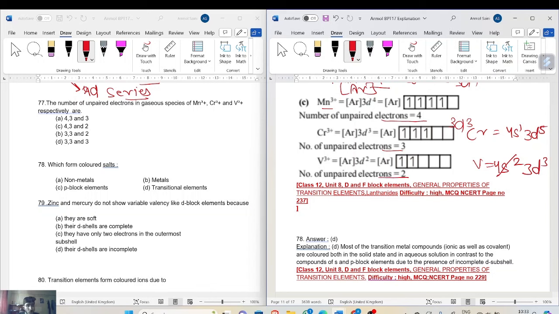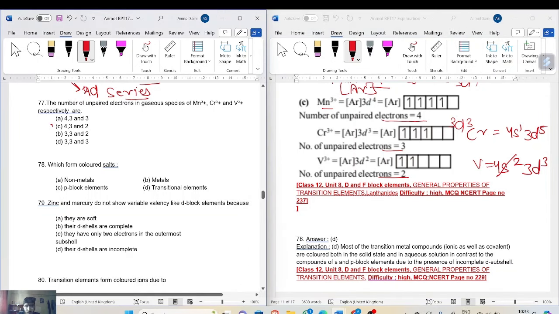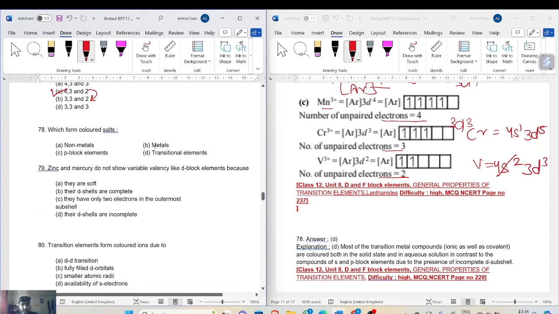And the question says, the number of unpaired electrons. So Mn has 4, then 3, then 2. 4, 3, 2. So C is the correct answer. I will change it. Okay, this is the correct answer, B. Now the next question is 78.